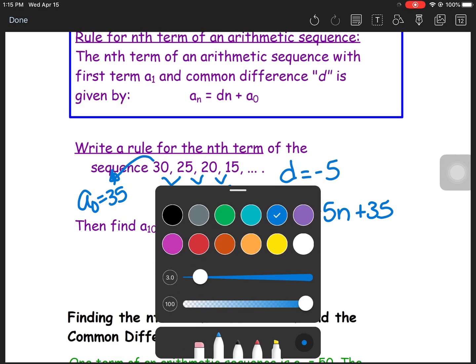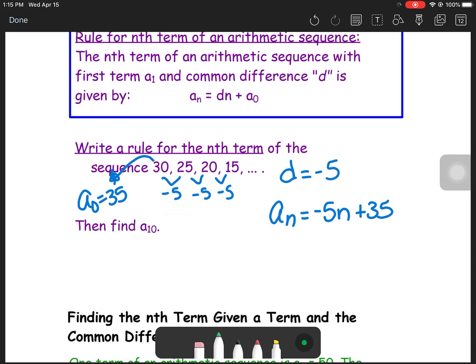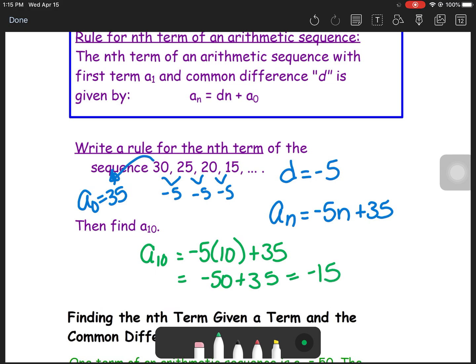So if I want my 10th term, a sub 10, is going to equal -5 times 10 plus 35. -5 times 10 is -50, and -50 plus 35 is equal to -15. And that's finding that one.